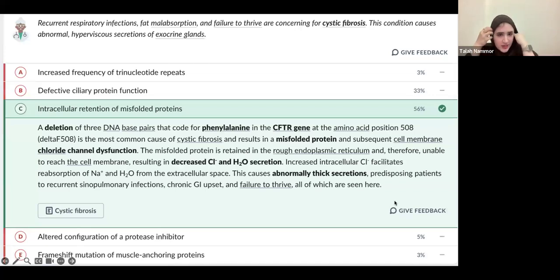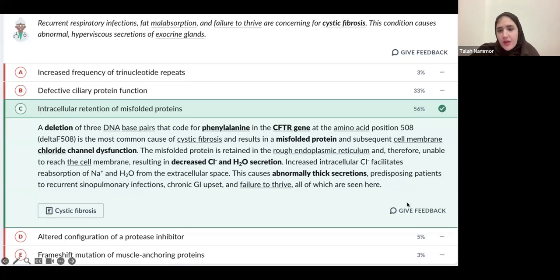So we have a chloride channel dysfunction, and because of the mutation or the deletion of the CFTR gene, the protein that is formed is going to be misfolded. So it's not going to be able to leave the cell, but it's going to accumulate inside the cell. And this is what will cause the following.